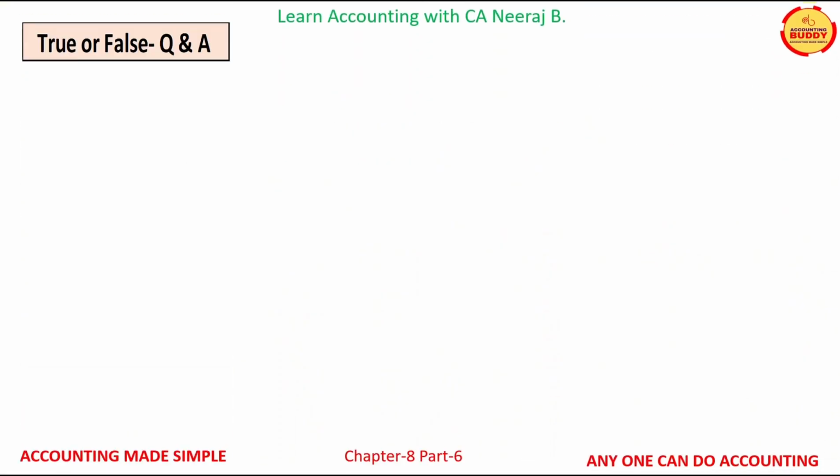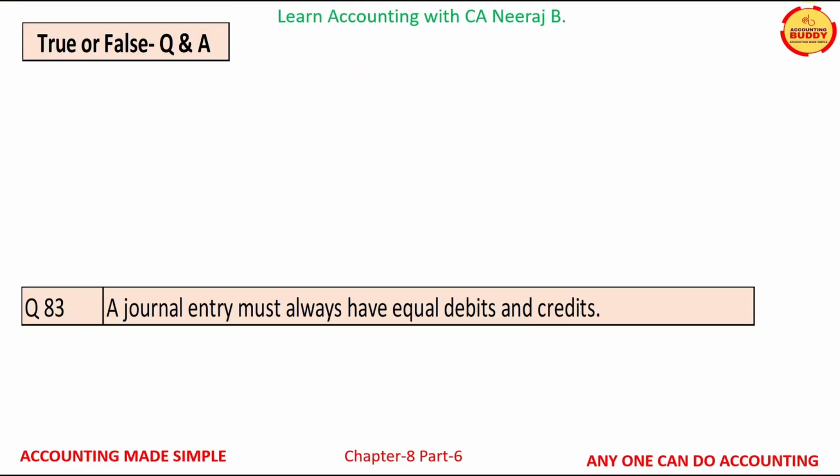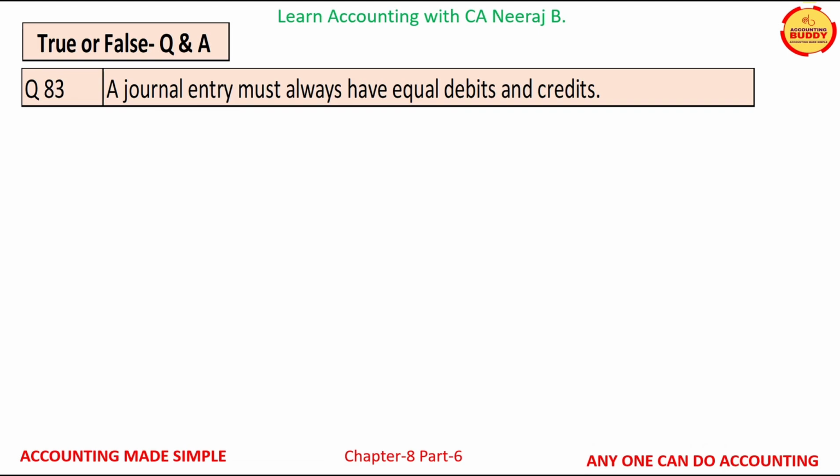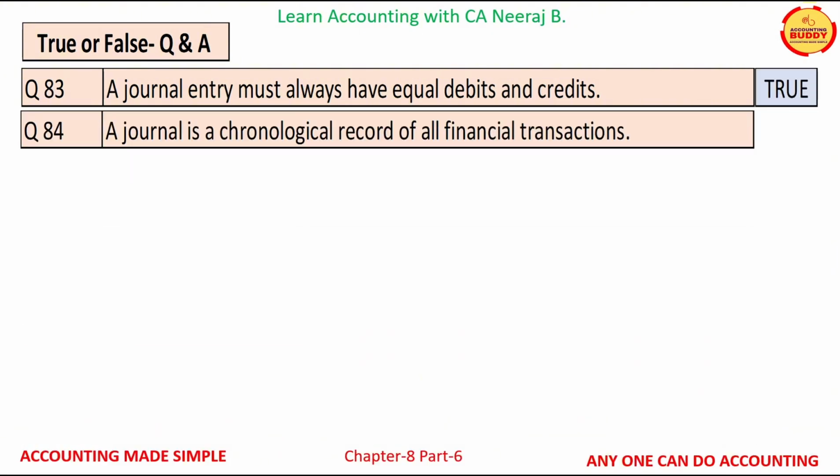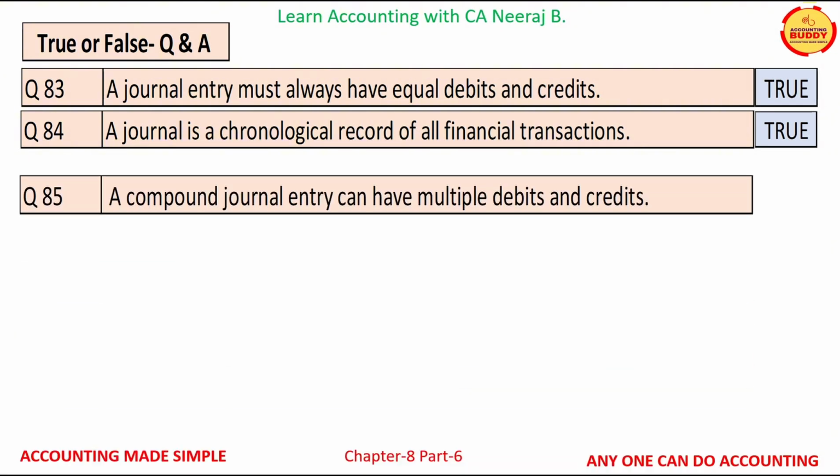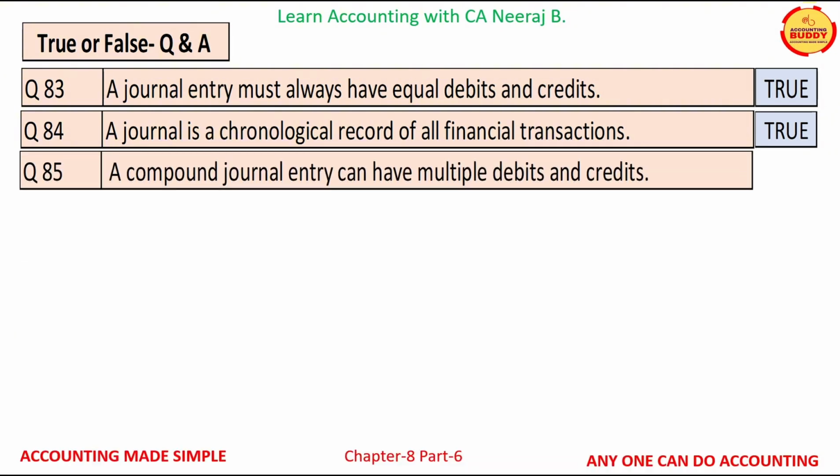In this section, we will try and attempt a few true or false questions and answers. Question number 83. A journal entry must always have equal debits and credits. And the answer is true. Question number 84. A journal is a chronological record of all transactions. This is again a true statement. Question number 85. A compound journal entry can have multiple debits and credits. This is again a true statement.